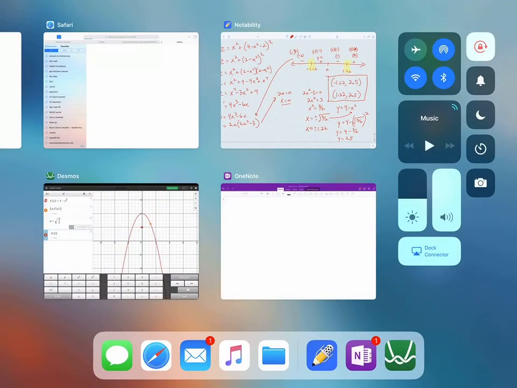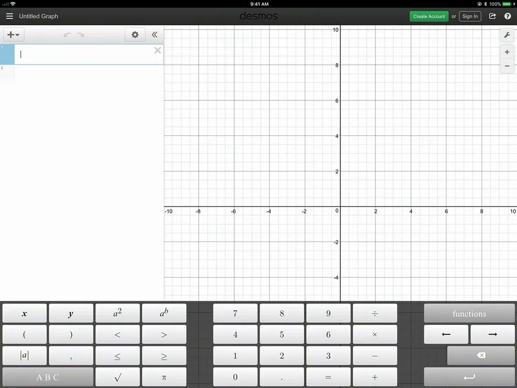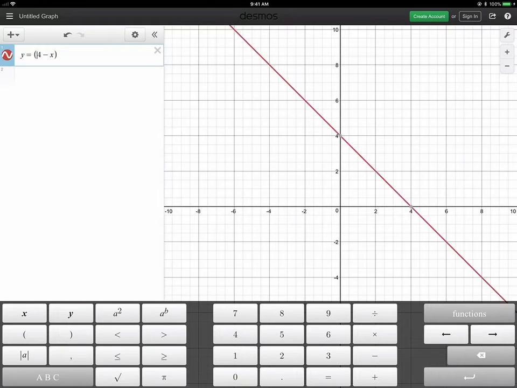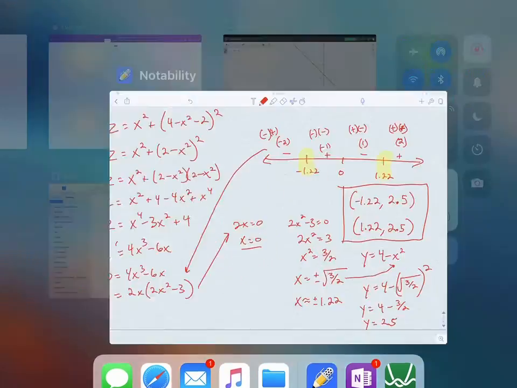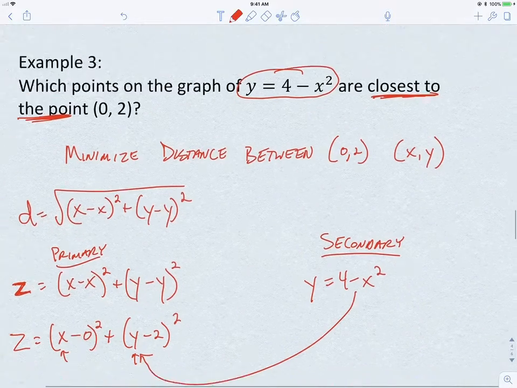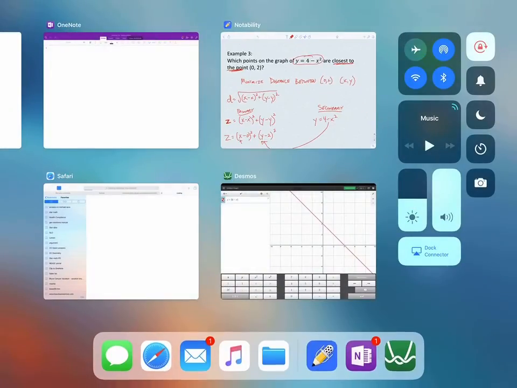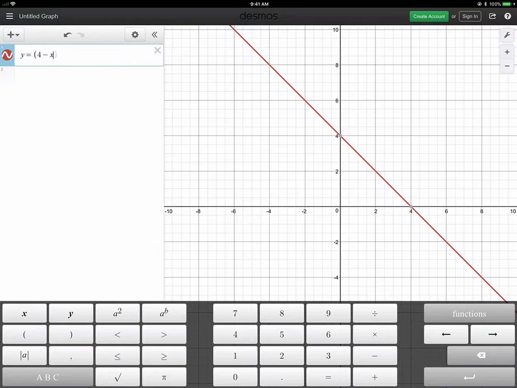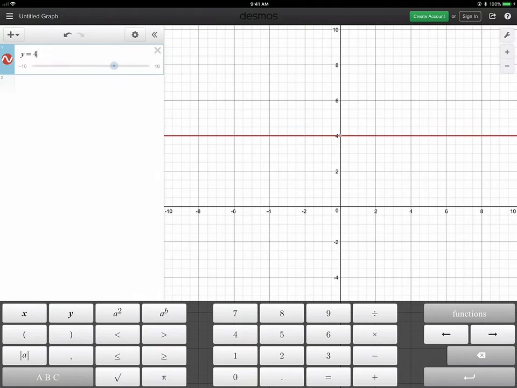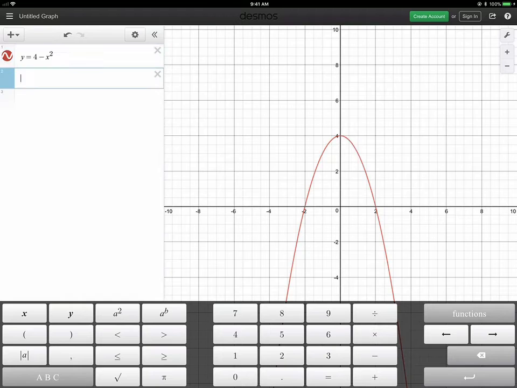Let's take a look at the graph. I think I still have it on Desmos. It's gone. We can build it real fast. Y equals 4 minus x squared. Right, wait, do I have the wrong function? Sorry. It was y equals 4 minus x squared. I don't need the parentheses. We also had the point 0, 2.